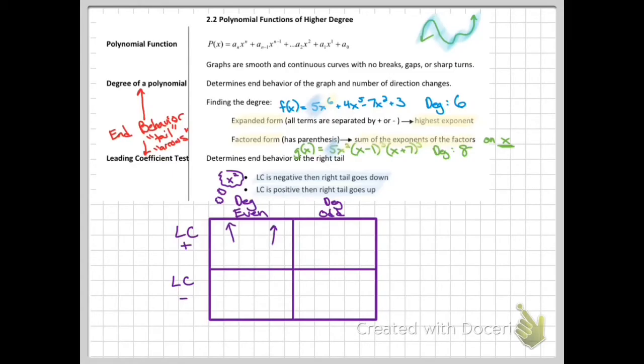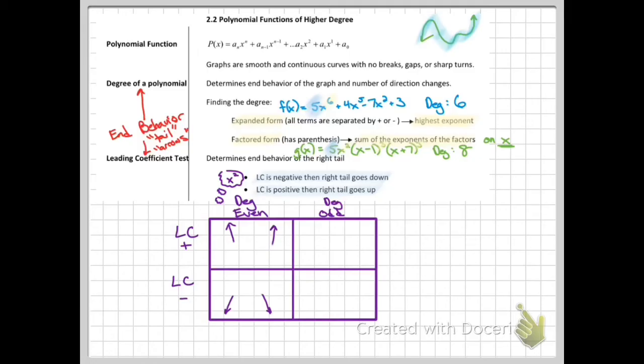What about a negative parabola, right? I'm still in the even column, so I'm still thinking about a parabola. Maybe I draw the negative parabola first, the whole thing. But because I'm not doing a parabola, I'm doing a polynomial, I erase the middle. A negative even polynomial, both arrows go down.